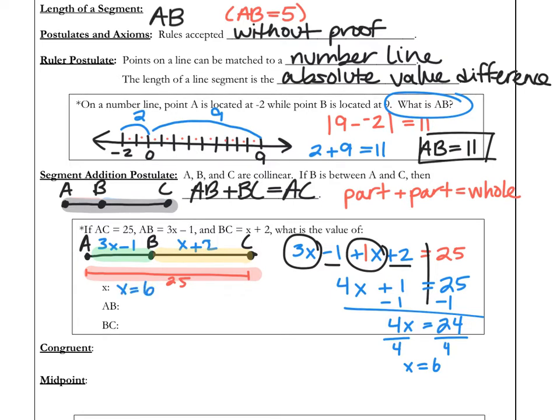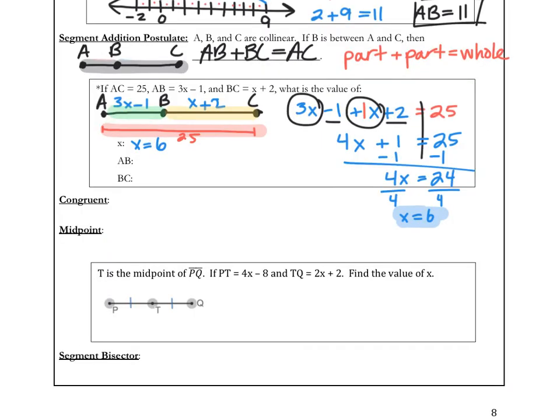We're also asked to find the length of AB and BC. So we have to take our x and plug it back in. So we need to plug 6 back in to get AB and BC. I'm going to plug back into BC. For BC, I know x is 6, so if I put that right here where the x is, I'll do 6 plus 2. So I know that BC is 8, because 6 plus 2 is 8.